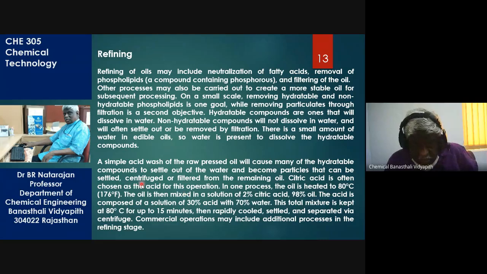Then citric acid is often chosen as the acid for this refining purpose. In one process, the oil is heated to 80 degrees C, that is 176 degrees F. The oil is mixed in a solution of 2% citric acid and 98% oil. The acid is composed of a solution of 30% acid with 70% water. So the total mixture is kept at 80 degrees C for about 15 minutes, then rapidly cooled, settled and separated by a centrifuge. Commercial operations may include additional processes in the refining stage.